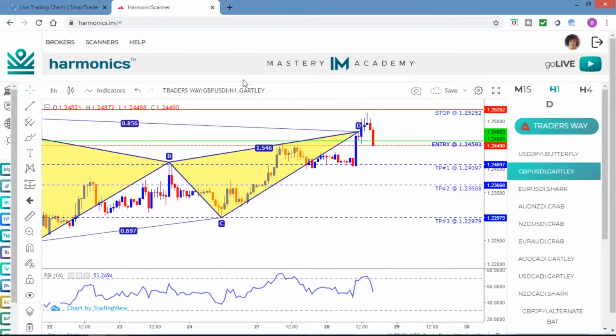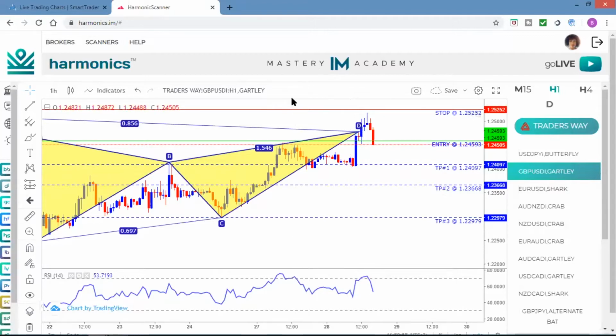Hey everybody, Benny Allen here. Just wanted to check in. We've got a pretty good trade going on. We received an IM Mastery Academy Harmonic Scanner signal for the pound dollar on the 1 hour chart, a Gartley. It called a sell. You can see here that it pushed up past the entry point at 124.59, and it formed a high just before the stop loss at 125.25. So always use a stop, right? We've got to make sure that we protect our backside.